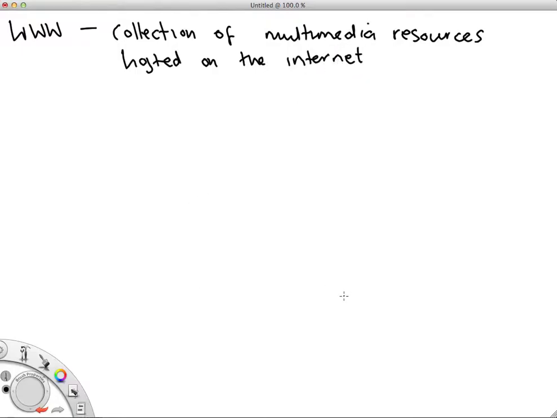So, a bit of history about the World Wide Web. First of all, the World Wide Web was invented by a man called Tim Berners-Lee. So that's someone that you could go and search for on the internet. Now, Tim Berners-Lee came up with the concept roughly in around 1989.